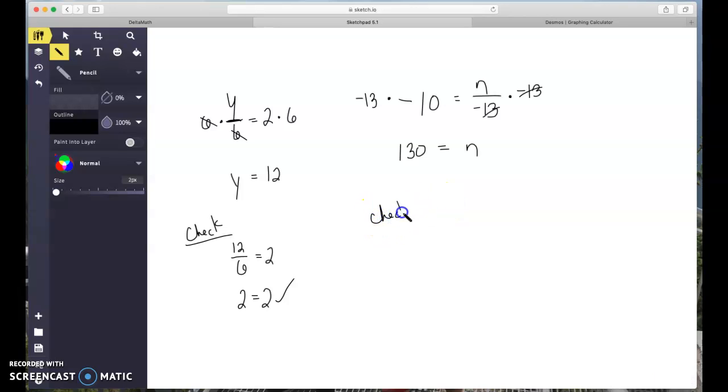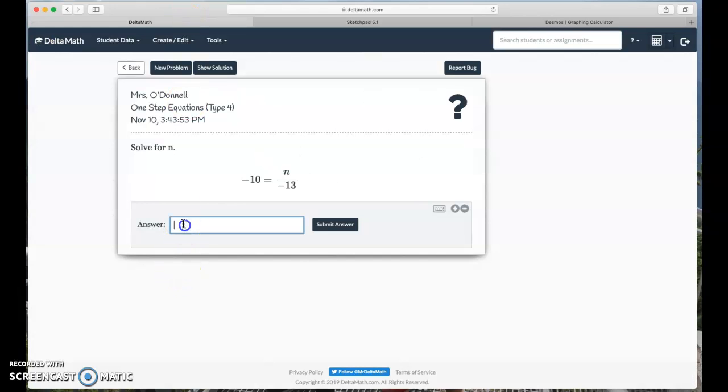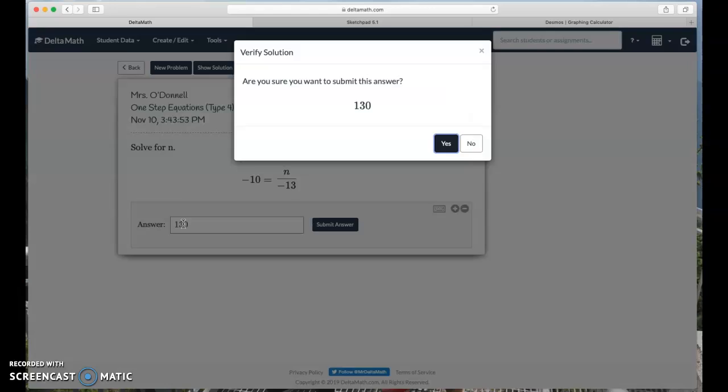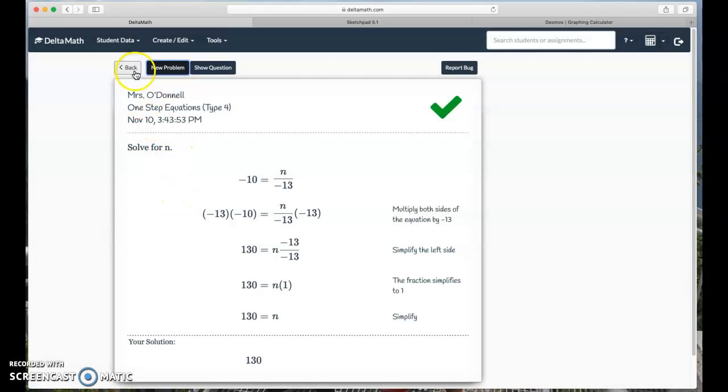And if I want to check my work, I can grab that original equation, plug my 130 divided by negative 13 in, divide it out, and I see negative 10 is equal to negative 10, and that is a true statement, so I know I did it correctly. Okay, so my answer here is 130. Voila! And that is solving one-step equations type 4.